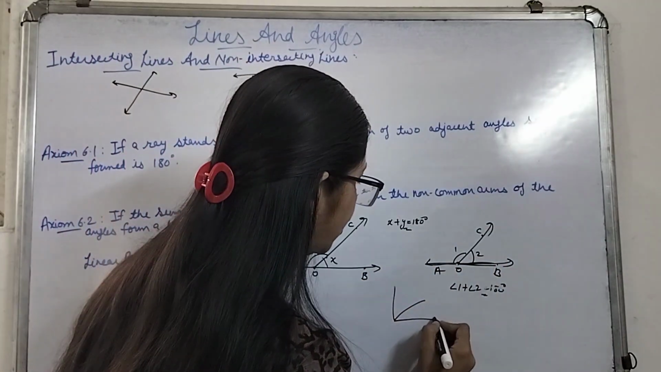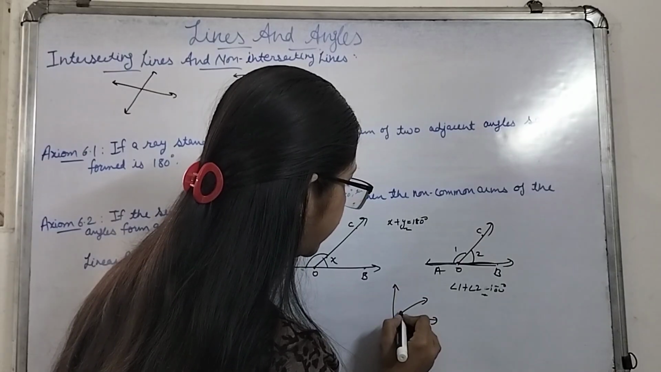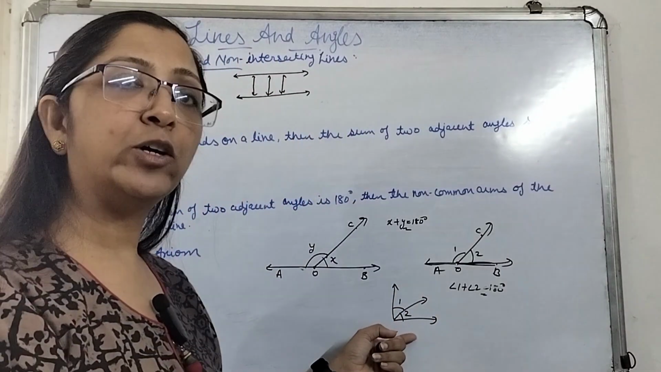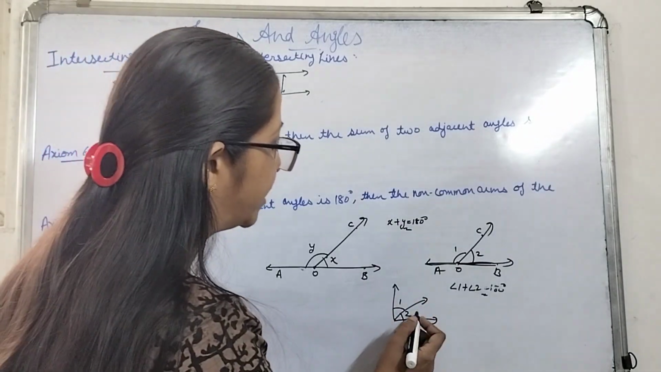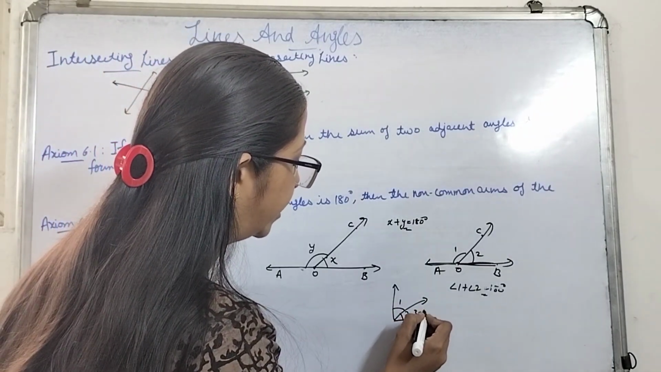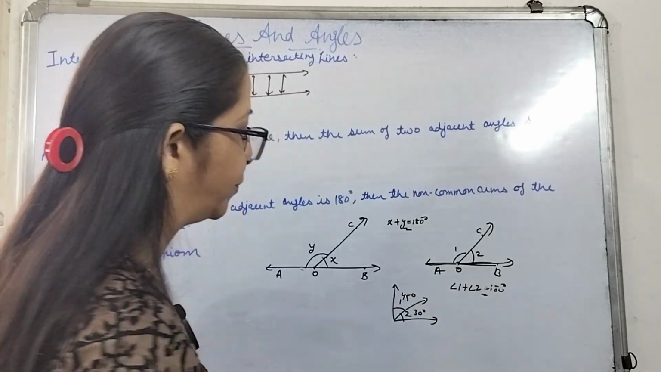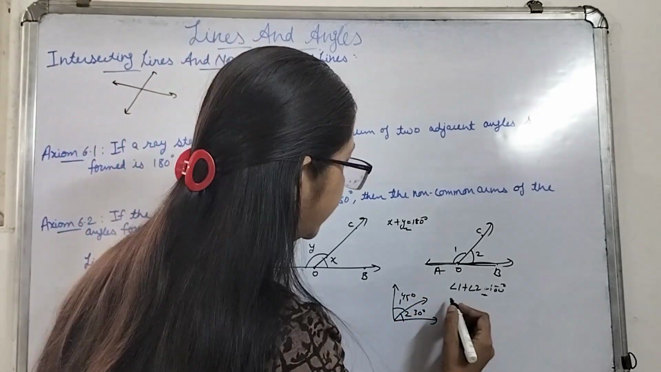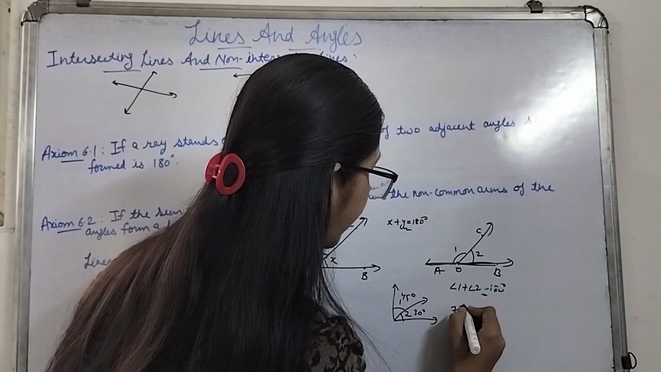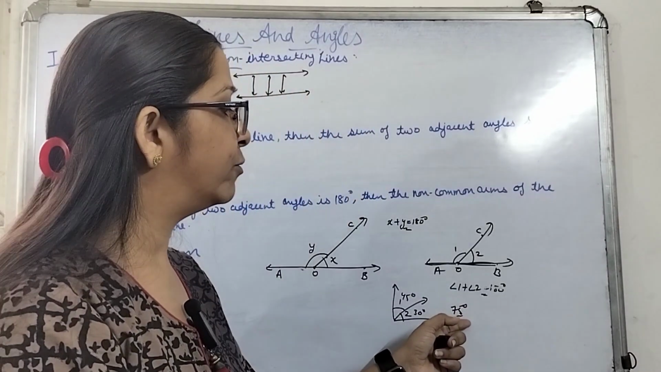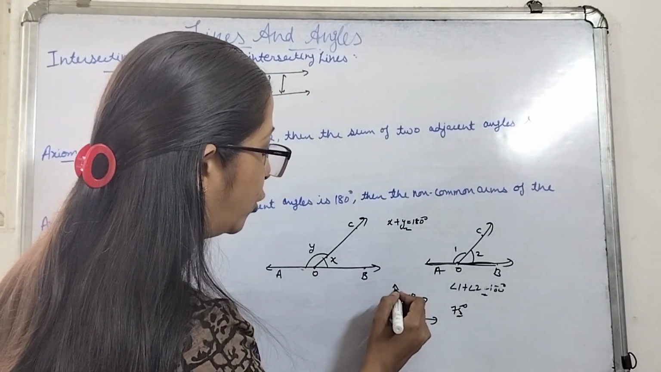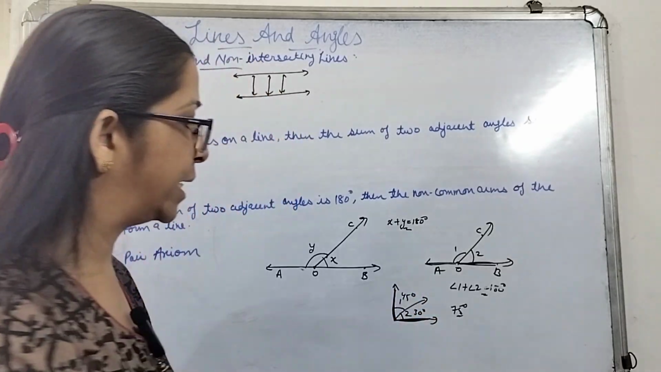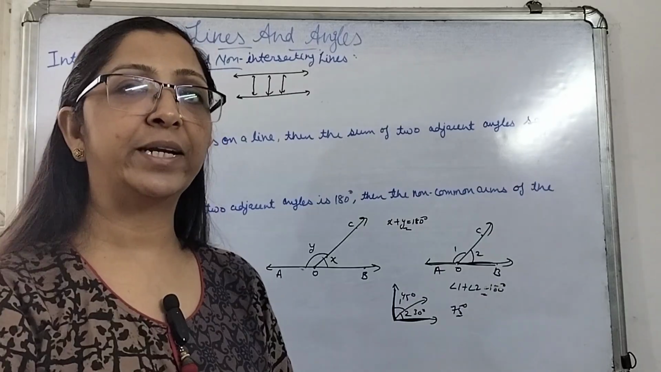Suppose I have taken these two adjacent angles. This is an angle, this is an angle, angle 1 and angle 2. These angle 1 and angle 2 are your adjacent angles. Now suppose the measurement of angle 2 is 30 degrees and angle 1 is 45 degrees. So the sum of angle 1 and angle 2 is 45 plus 30, that is 75. It is not equivalent to 180 degrees. That's the reason the non-common arms of the adjacent angles are not forming a straight line.